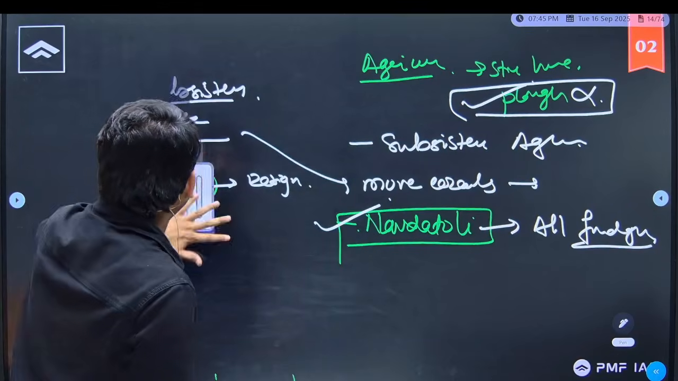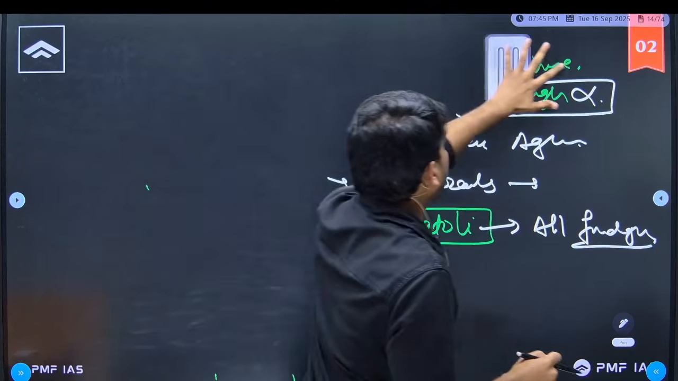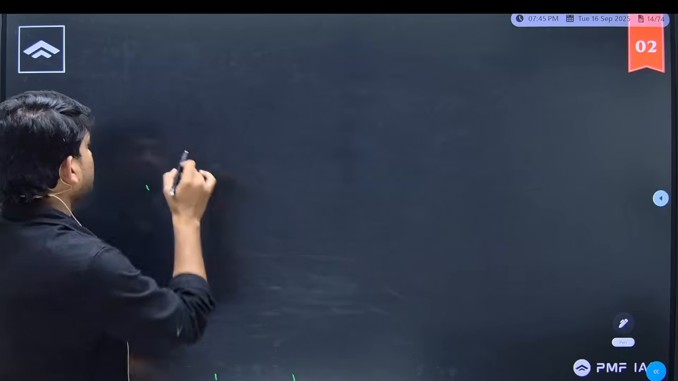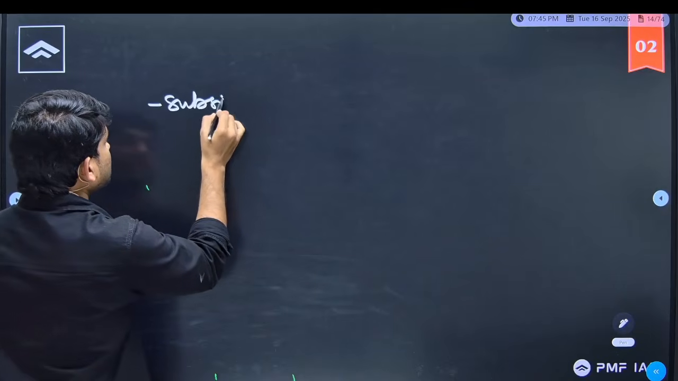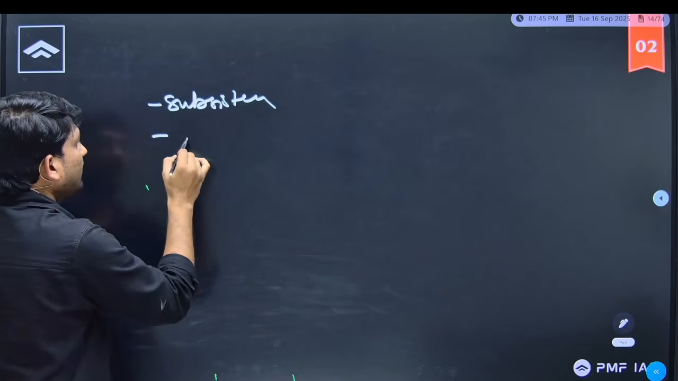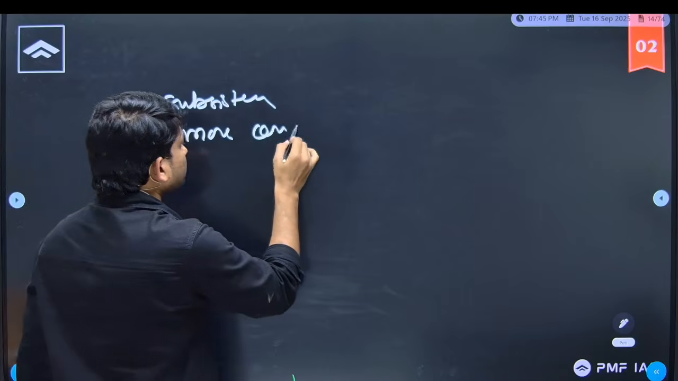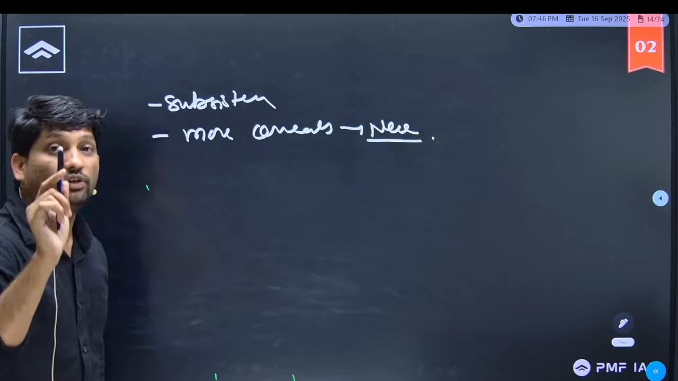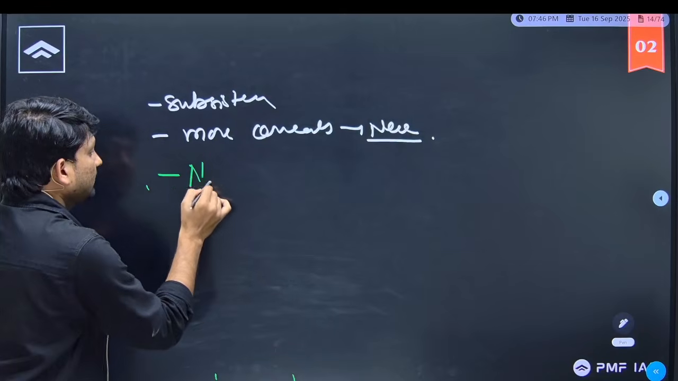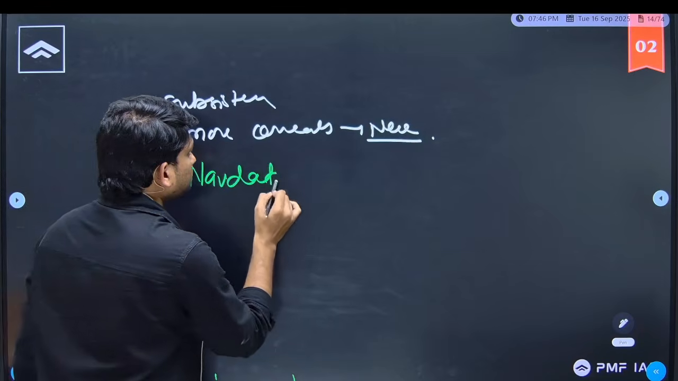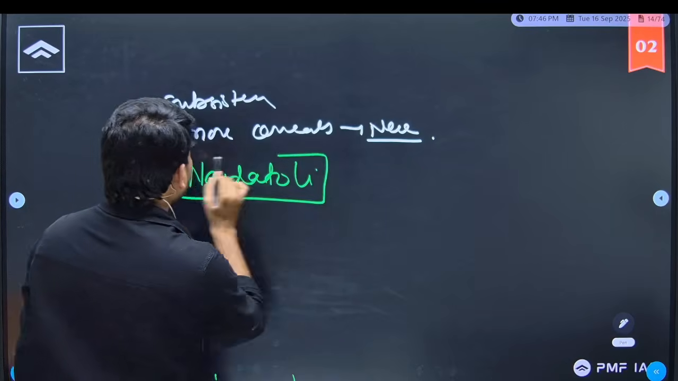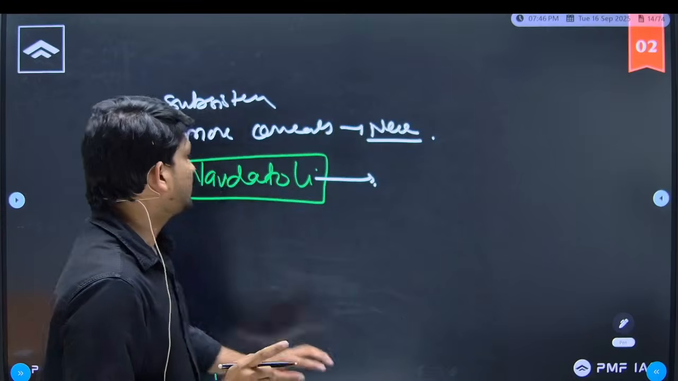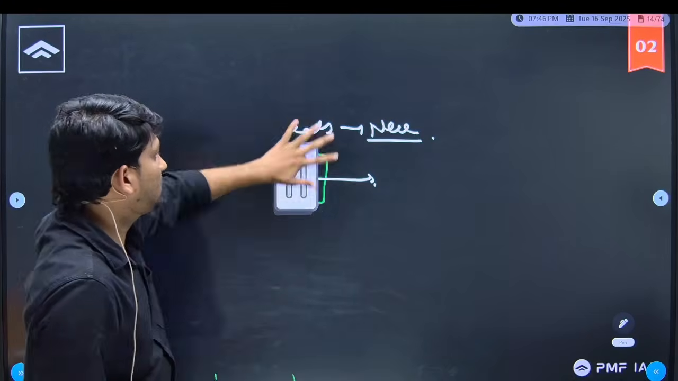So, if you consider agriculture, even during this Chalcolithic phase, agriculture was still subsistence. Agriculture was subsistence, but they cultivated more cereals than the Neolithic phase, and you have one important site, that is Navdatoli. In Navdatoli, you have found evidence of cultivation of all food grains. So this is about subsistence agriculture.